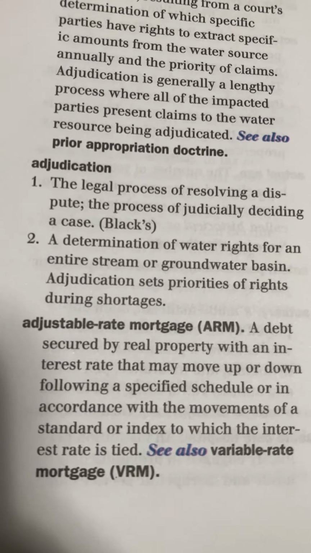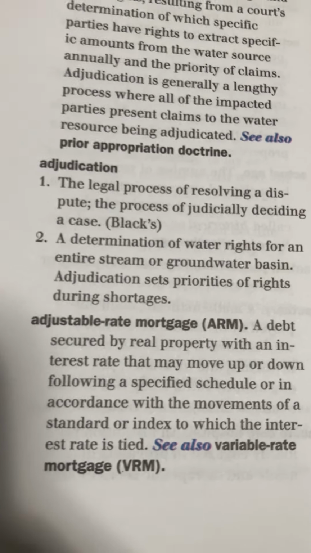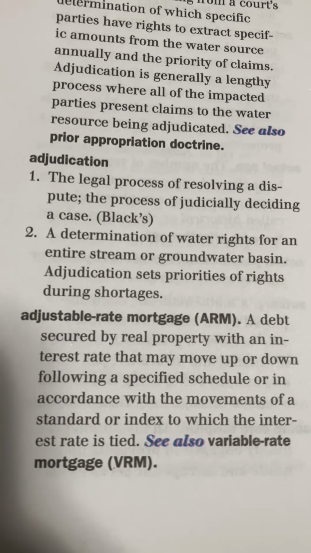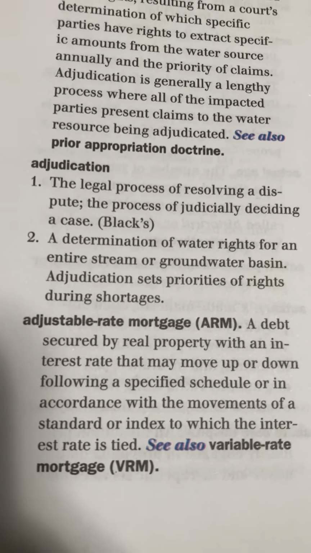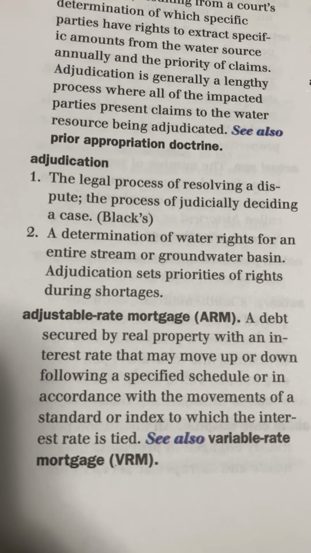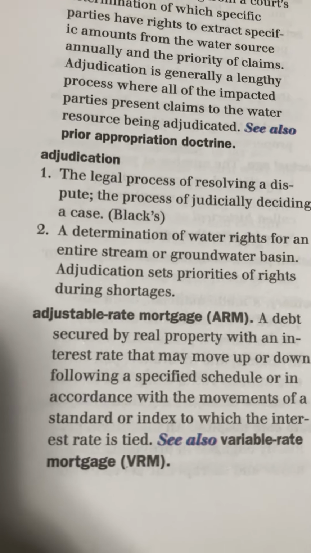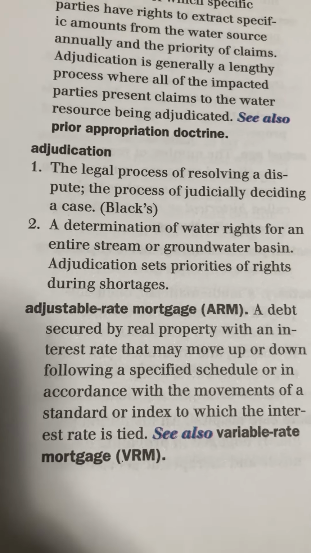Adjustable rate mortgage, ARM. A debt secured by real property with an interest rate that may move up or down following a specified schedule or in accordance with the movements of a standard or index to which the interest rate is tied. See also variable rate mortgage, VRM.